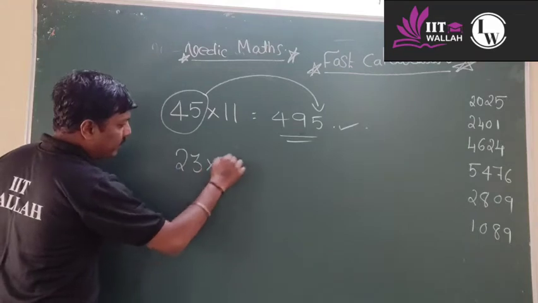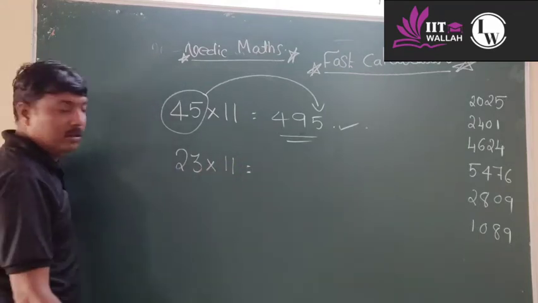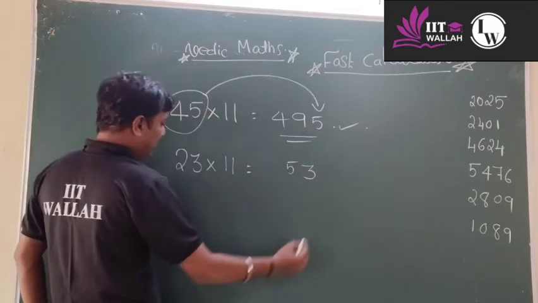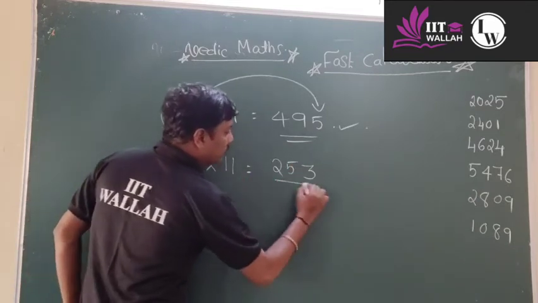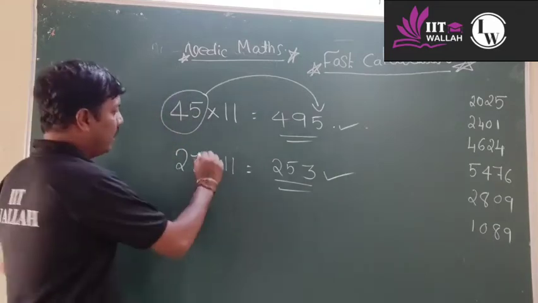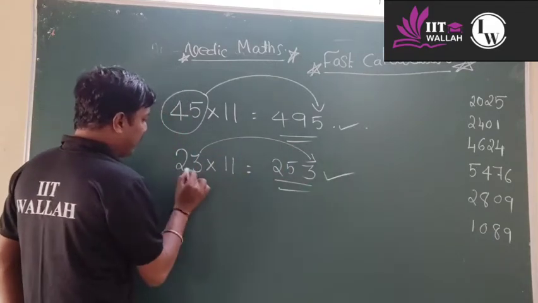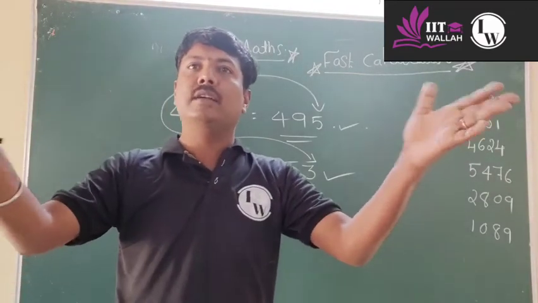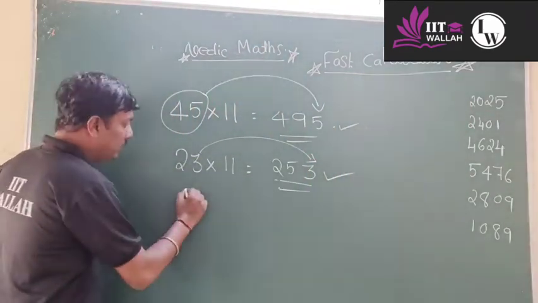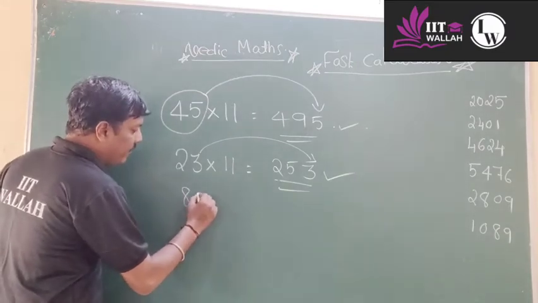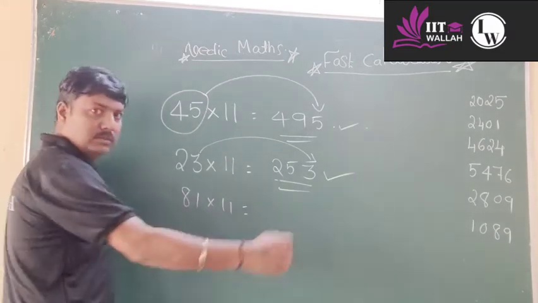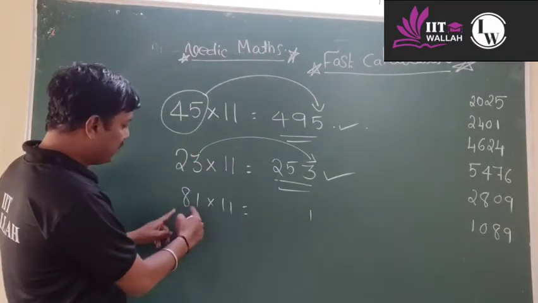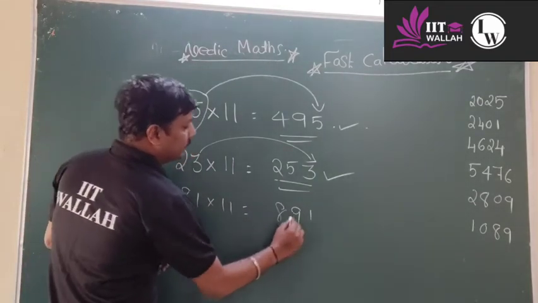23 into 11. What will we do? We write 3 first, 3 plus 2 is 5, then 2. See, I wrote 3 first, then 3 plus 2 is 5, then 2. Understood? All of you understood clearly? Good. 81 into 11. What would be 81 into 11? 1 will be written here, then 8 plus 1 in between, then 8.